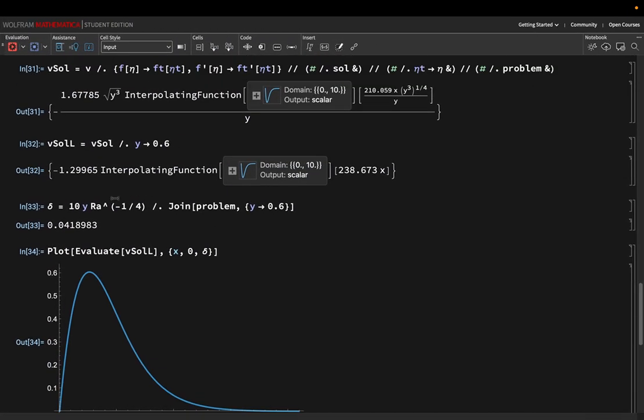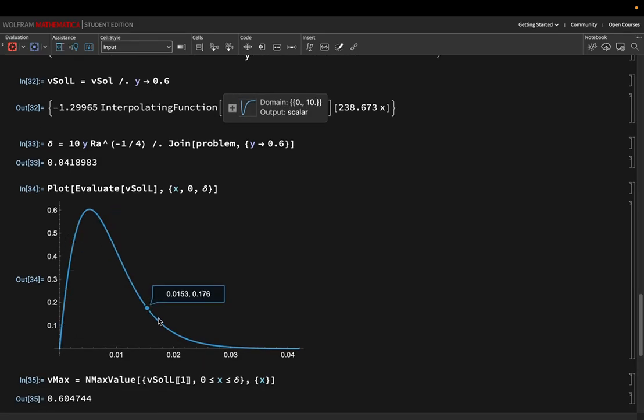With the values of eta that I know and the function that I got from solving the equations before, I got the value of delta to be around 4 millimeters. So when the plate length is around 20 centimeters and the temperature difference is around 80 Celsius, the boundary layer thickness is only around 4 millimeters. And this is the plot of the velocity profile, and the maximum velocity is around 0.6 meter per second.